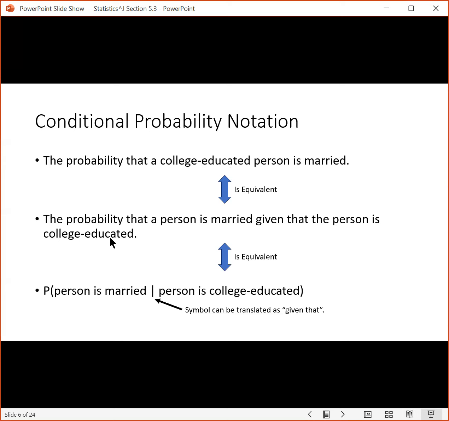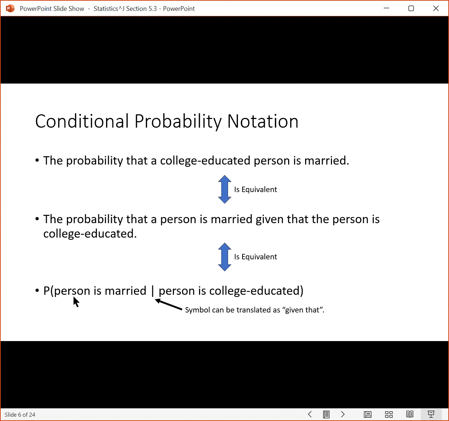I like the second phrasing better. It's easier to identify what the condition is there. It's very clear that what's after the given that is the condition. And then notationally, this is the way that we're going to represent this. We'll still do the probability, P, we still do the parentheses, and then within here, we put the two events with a line, and the line here you can translate as given then.